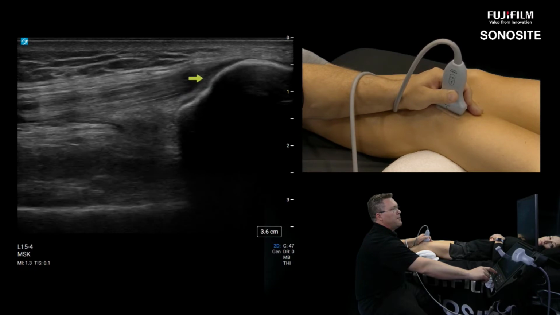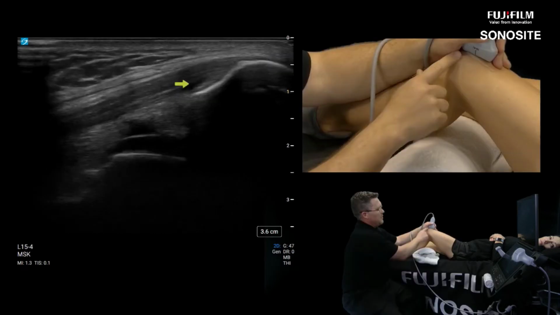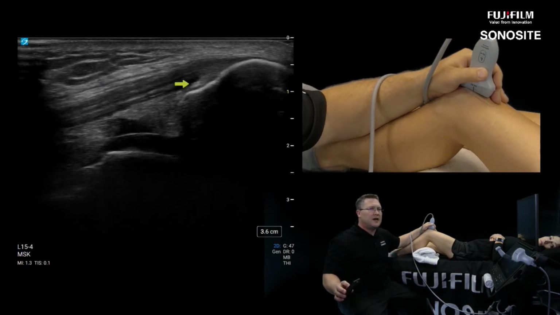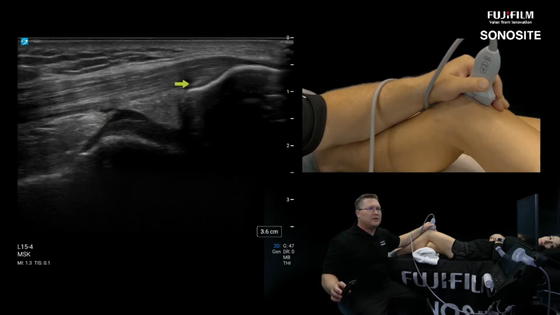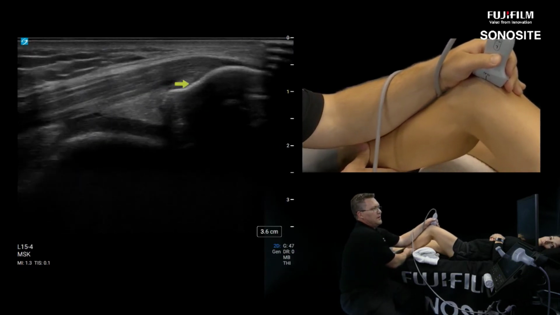appear hypoechoic and diseased. And so to eliminate that, what we're going to do is just have our model here slowly flex her knee up like this. And notice that I kept my palm on the patella, okay? By keeping my palm on the patella, I was able to kind of chase that patella with the transducer and not lose it. And we're going to keep our model's knee extending up even higher.